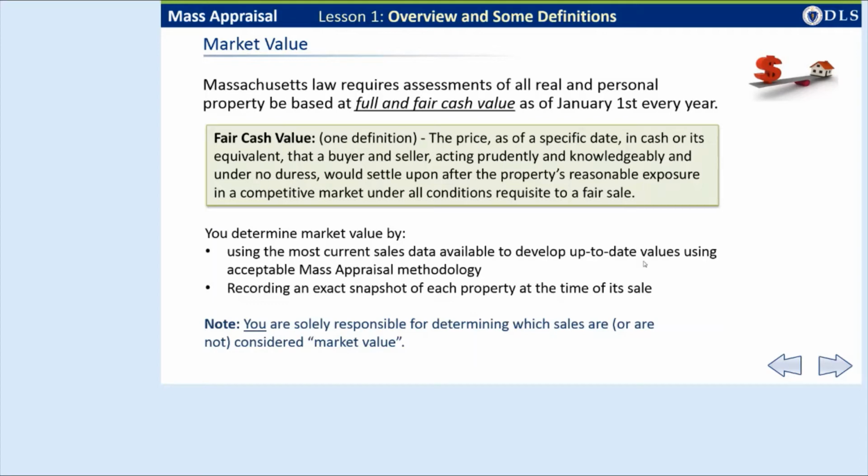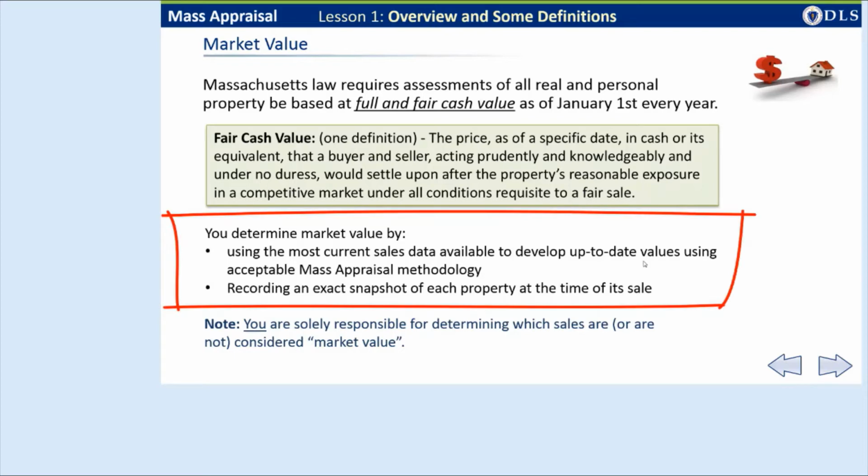One of the assessor's main objectives is to define what is market value, and, by using the most current sales data available, to develop newer values using acceptable mass appraisal methodology. In order to analyze all this data, the assessors must have a comprehensive database. An exact snapshot of each property must be recorded at the time of its sale to ensure the quality of data, and will help to determine how accurate the values are.